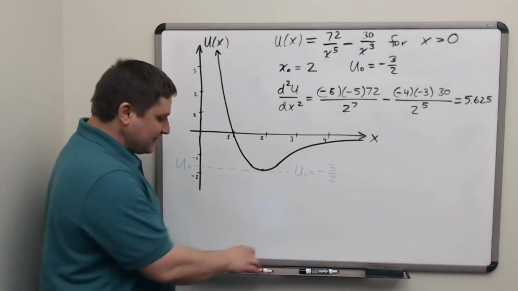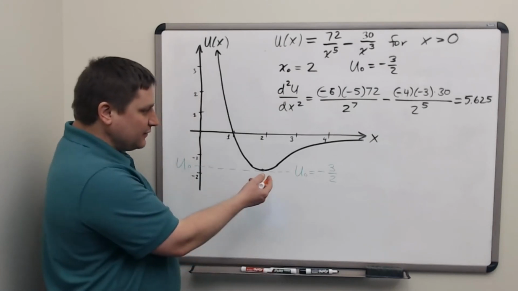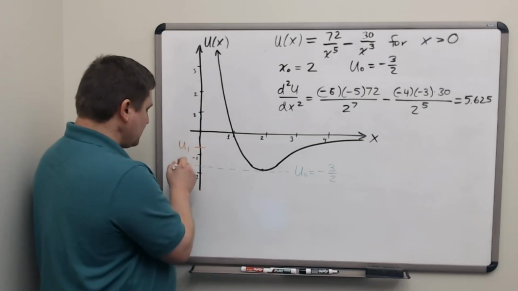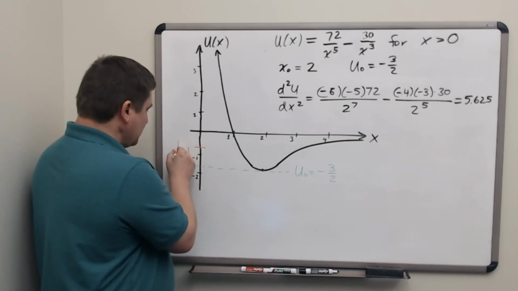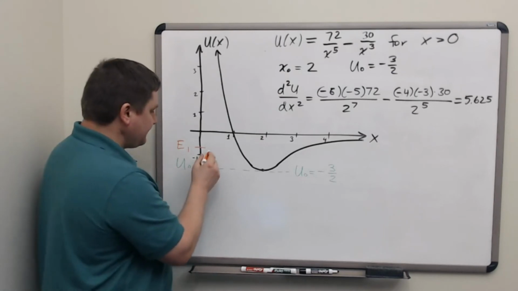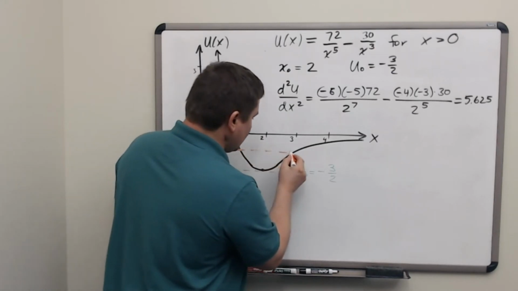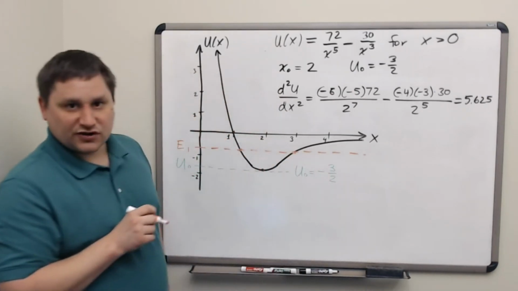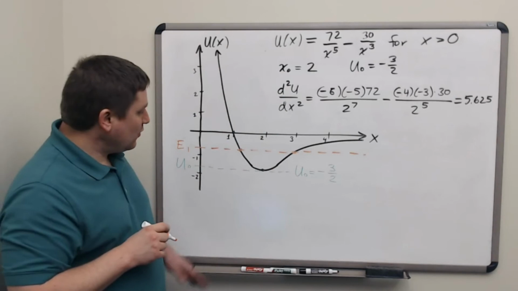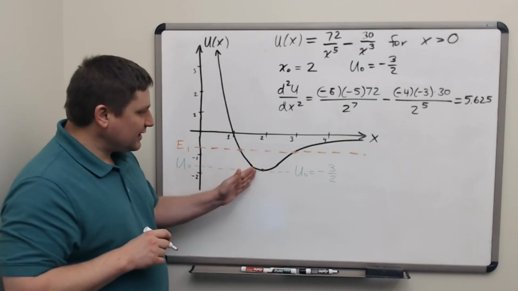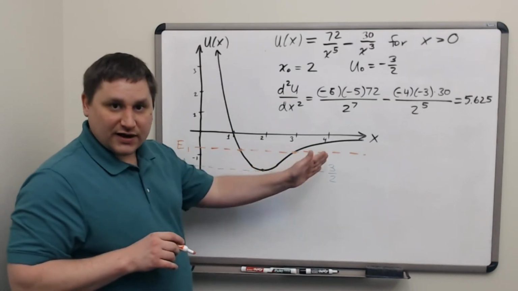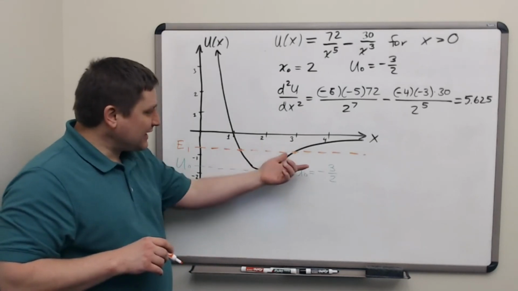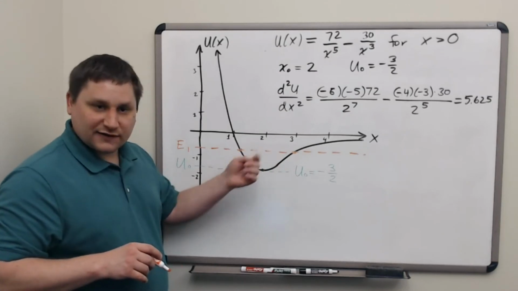If the system possesses any energy that is greater than U0, but still less than 0, say E1, the motion will have two turning points, one between 0 and 2, and the other somewhere greater than 2. The coordinate x of the object will oscillate back and forth between these two turning points.